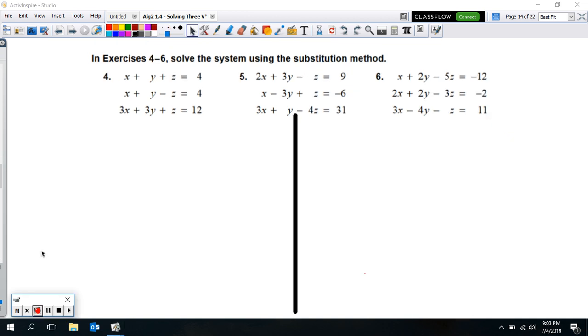Okay, I'm going to give you a chance to try some now. Number 4, let's go ahead and number them. Number the equations, 1, 2, 3, and 4. We're going to do the same thing here, not do 5. So we'll do 4 and 6 on our notes.